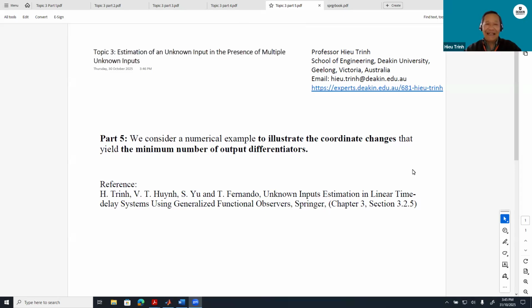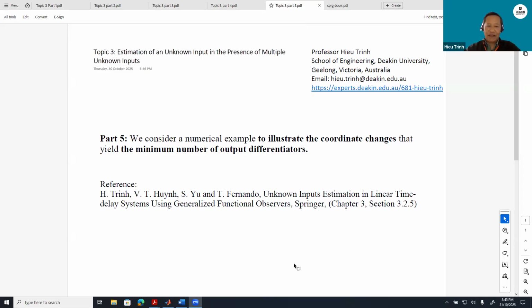Welcome. In this presentation, we see part 5 of topic 3. We would like to take a numerical example to illustrate the coordinate changes that can give us the minimum number of output differentiators.